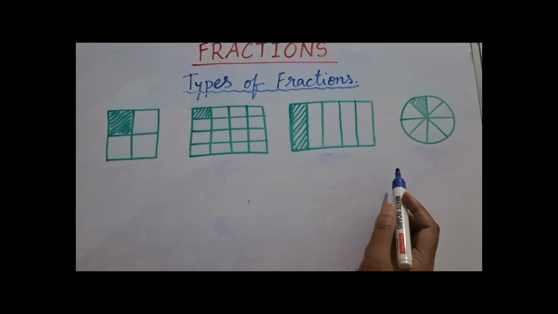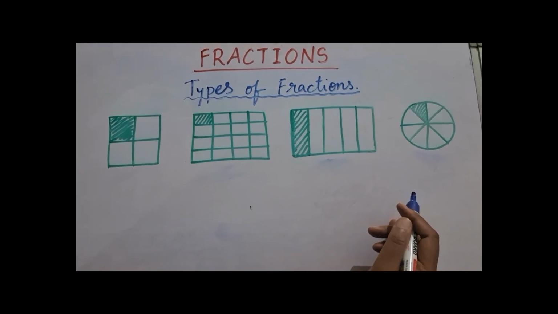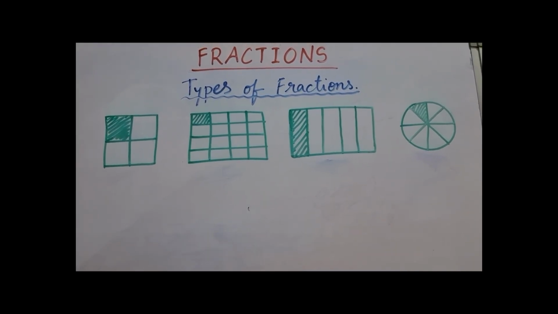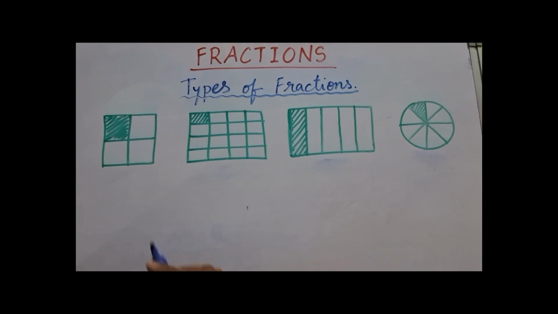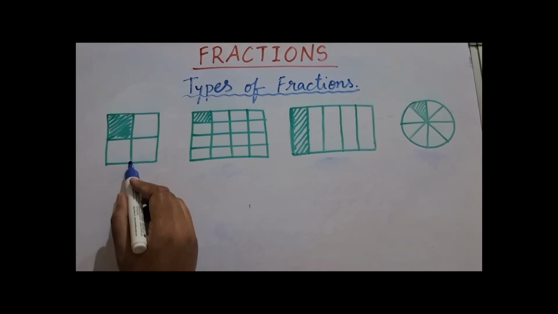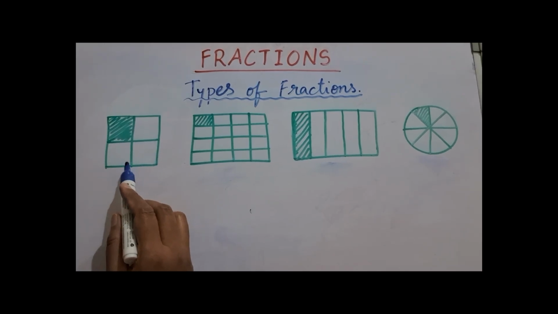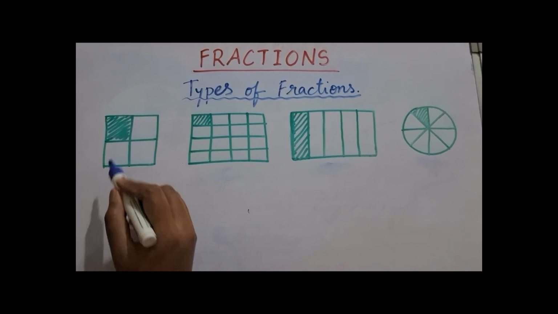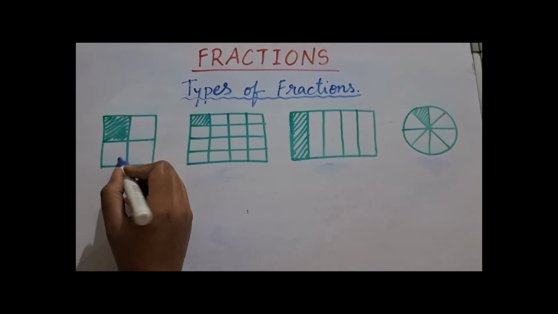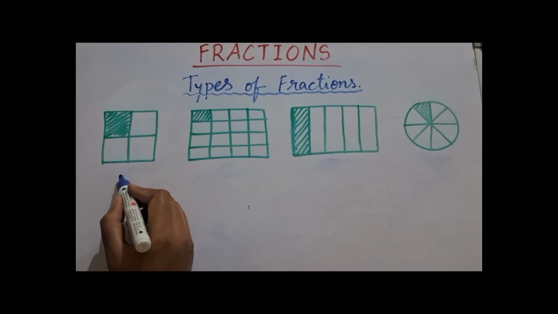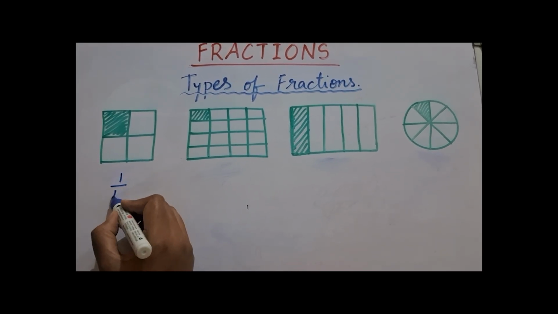Here some more diagrams are given, children. Here we will write the fractions for the shaded parts. When we take this first diagram, the whole thing is divided into 4 equal parts and only one part is shaded, isn't it? So here we can write it as 1 by 4.